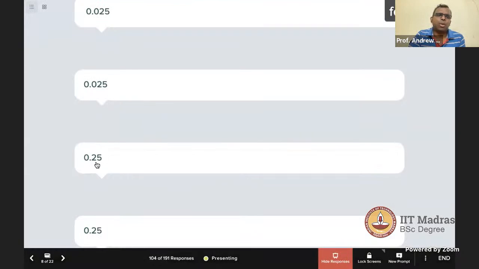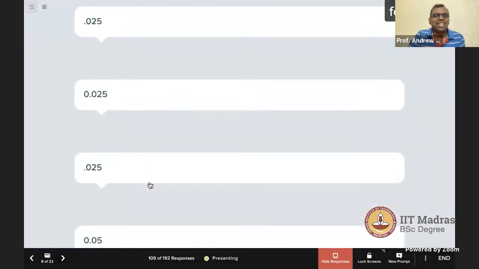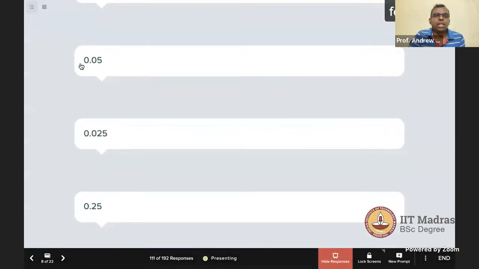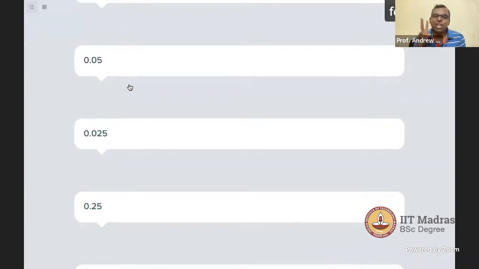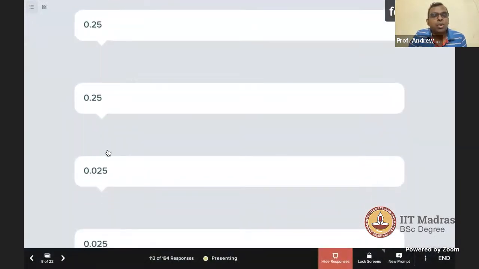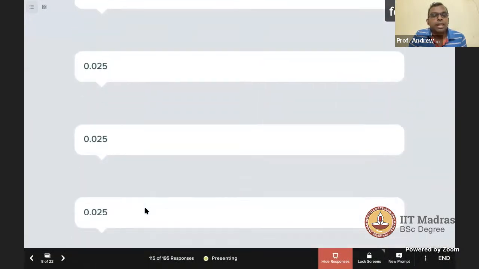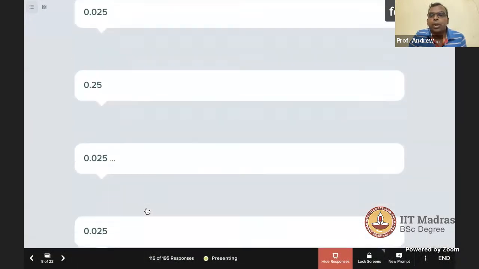0.025 is correct. 0.25, you missed the 0.5. Don't make a simple mistake there. Check your answers. It's not 0.05, it's 0.025, because 0.05 gets split into two tails on either side. The Gaussian has two tails, right? It's a very naughty distribution. So you have to look at 0.025 as the correct answer. Check that. It's not 0.25.